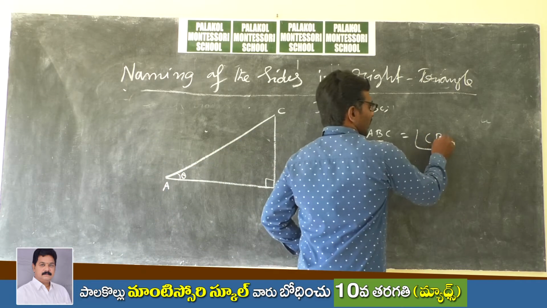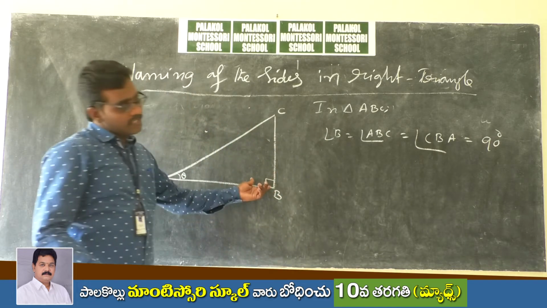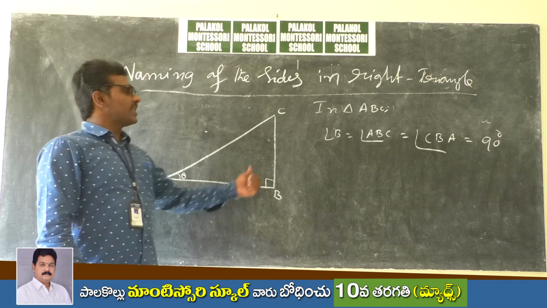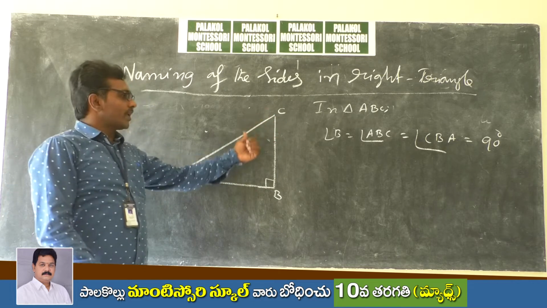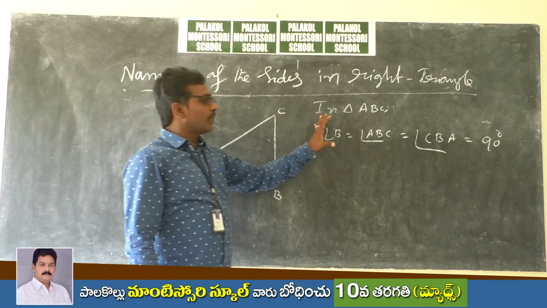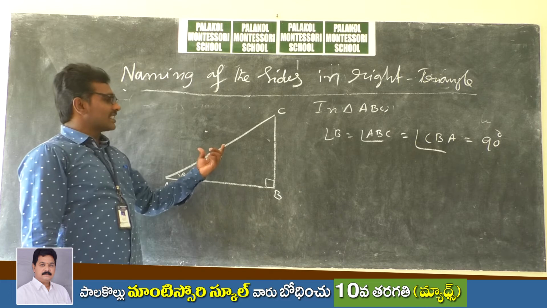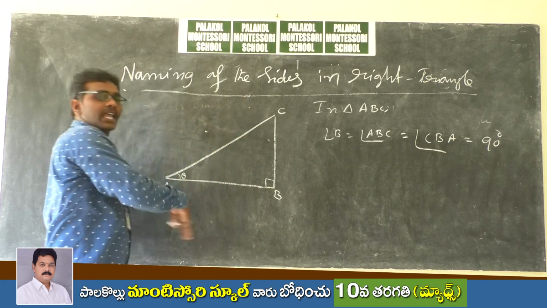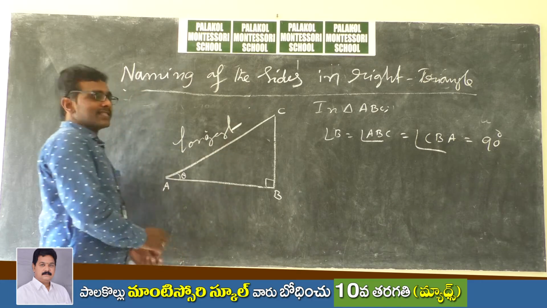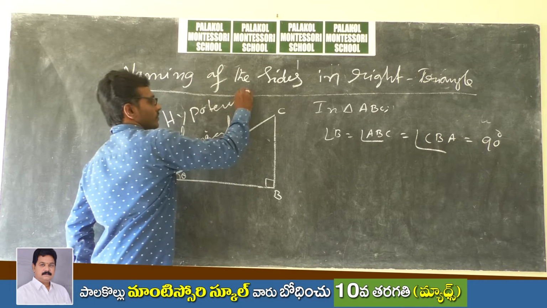C, B, A is the 90. So angle B is 90, that's why we write another rotation, angle A, B, C. In one more rotation, C, B, A is all the same: angle B is equal to 90 degrees. So the side opposite the 90 degrees is the longest side of this triangle. This longest side is called the hypotenuse of the right angle triangle.